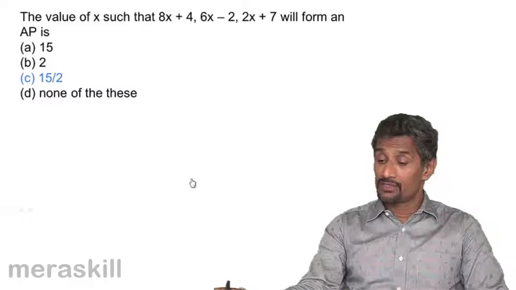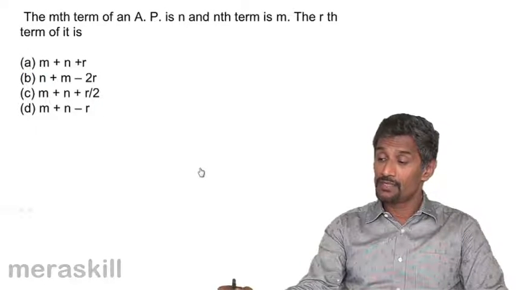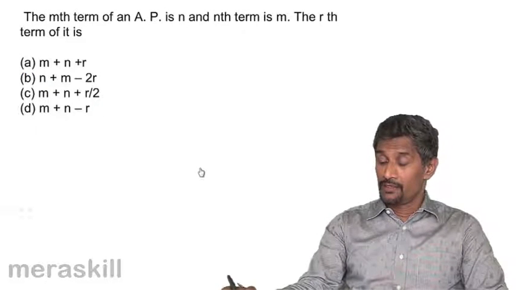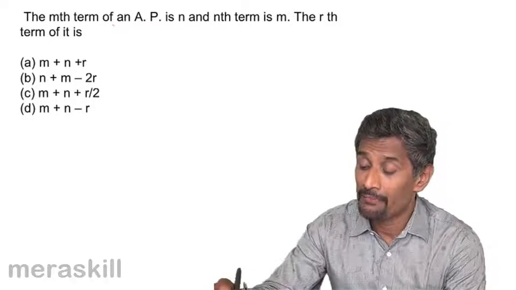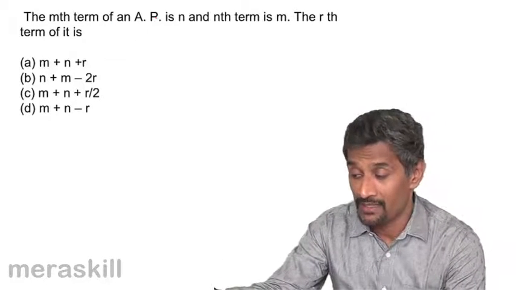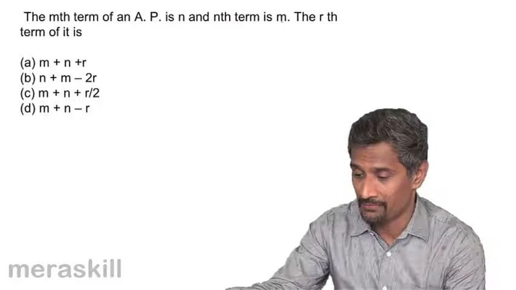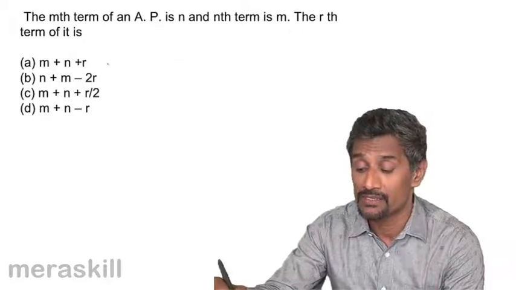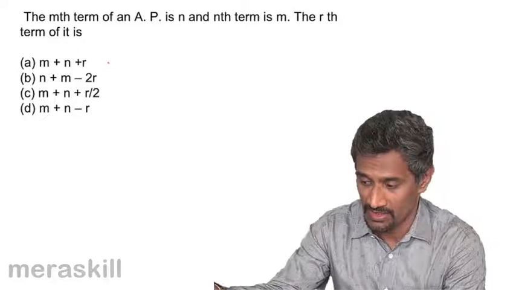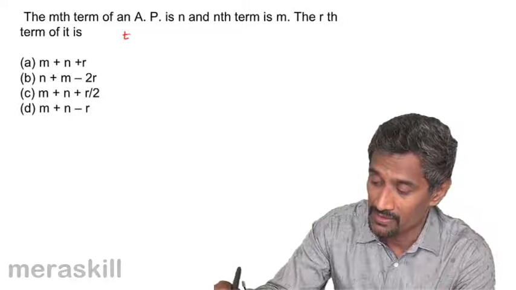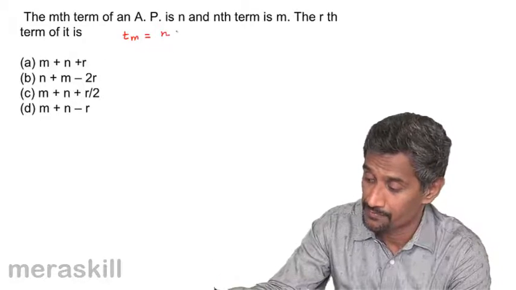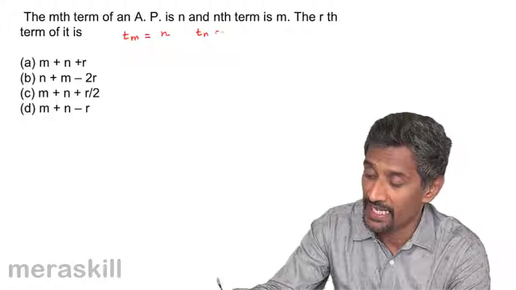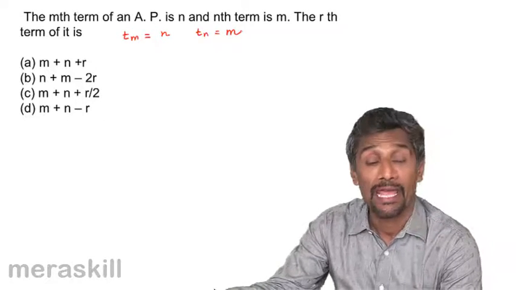Yes, we do have it right. Okay. Now here you have an interesting term here. The mth term of an AP is n and the nth term is m. The rth term of it is what? Which among these? So mth term, that is Tm, is equal to n and Tn is equal to m.